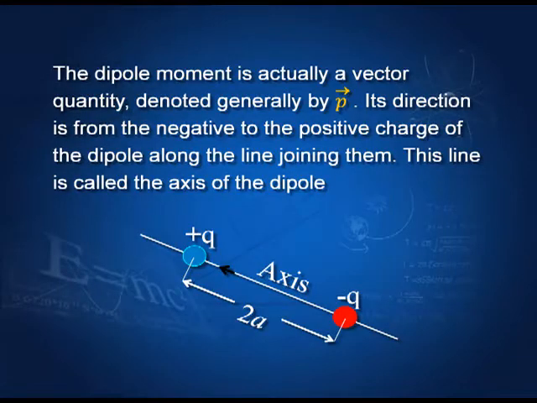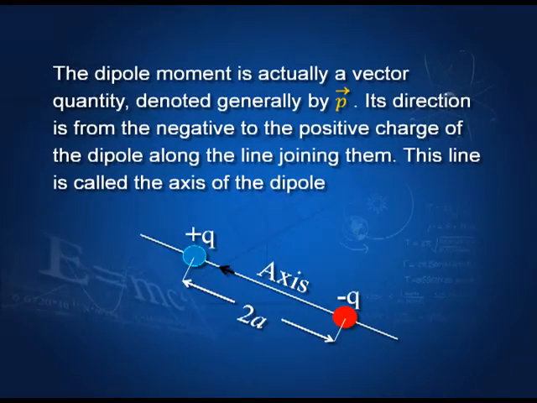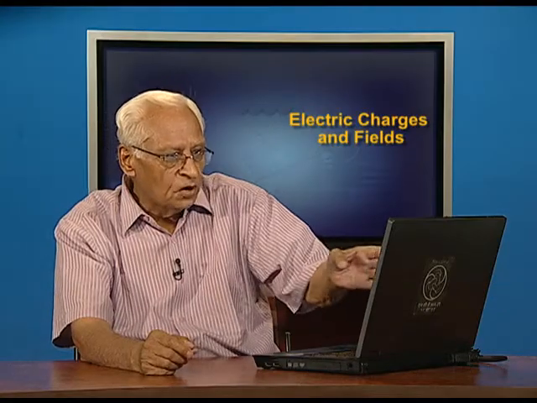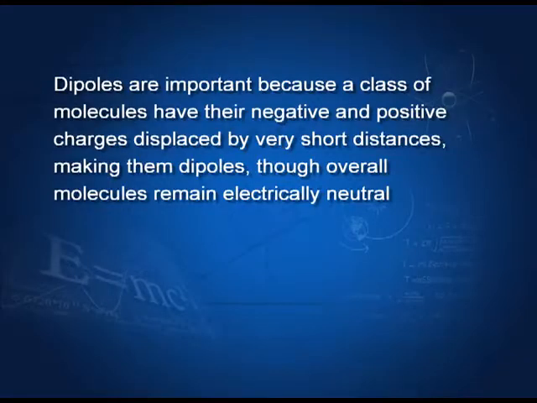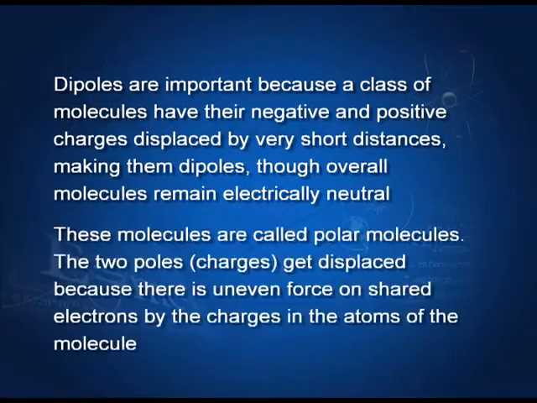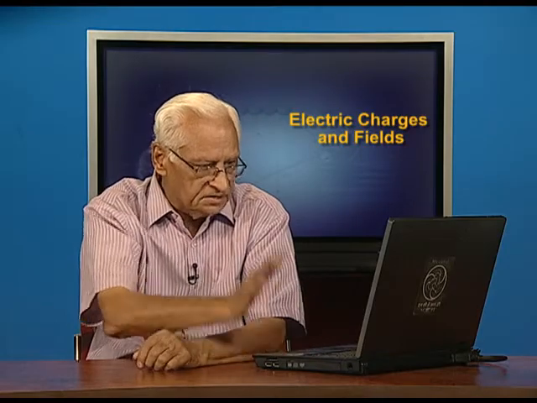So, these are the two charges. The line joining the two charges is called the axis of the dipole, and the dipole moment is a vector which is from minus q to plus q along the axis. Dipoles are important because a class of molecules have their negative and positive charges displaced by very short distances. Why does it happen? We will see in a moment. These molecules are called polar molecules, and water is a good example of a polar molecule. How it comes about, we see in a moment.